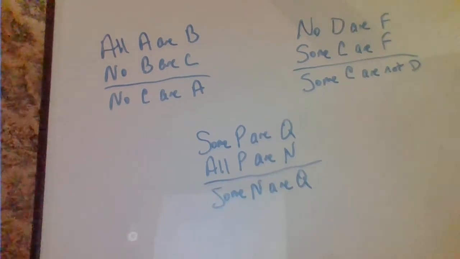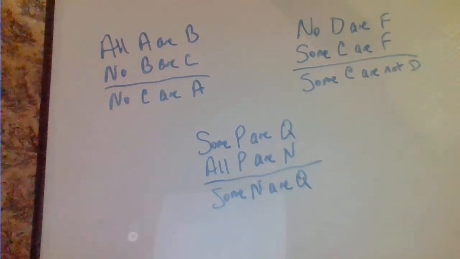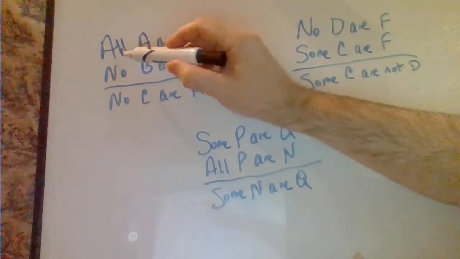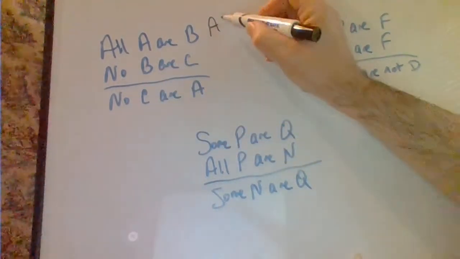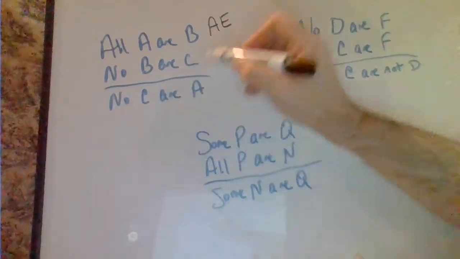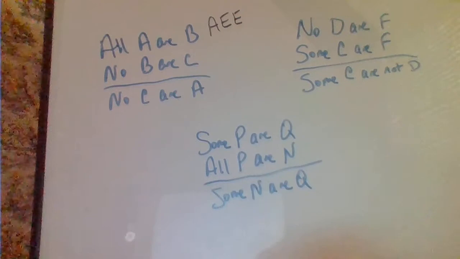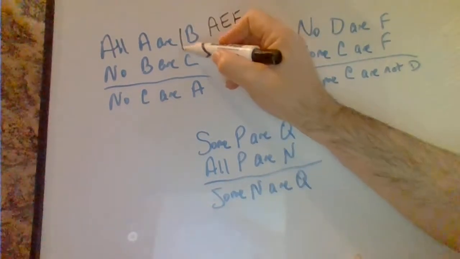So here's three syllogisms that we've put on the board here. The first one is all A are B, no B are C, therefore no C are A. So if I wanted to name the syllogism, the first thing I'd have to do is to look at the mood. So the major premise is all A, that's an A, no B are C, that's an E, no C are A, again, that's an E. Then I need to find the middle term. The term that's used twice in the premises, not in the conclusion. In this case, it's the letter B.